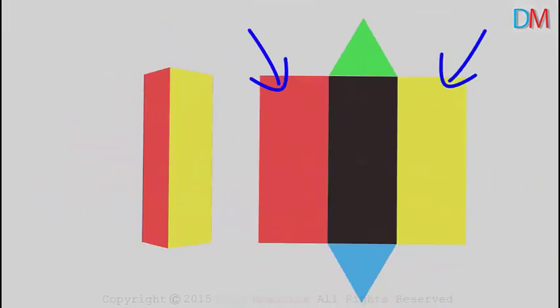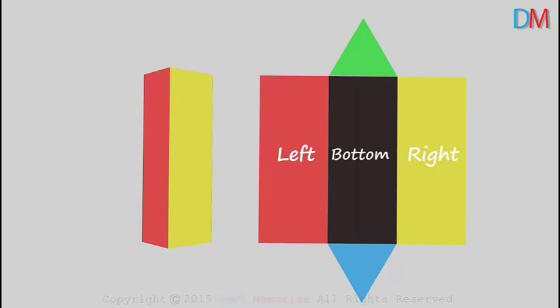The yellow and the red rectangular faces are the faces to the right and the left of the prism. The black one is at the bottom. The green and the blue ones are the identical parallel faces in the front and the back. Remember, this is not the only possibility. Let's zoom out and see the different possibilities.